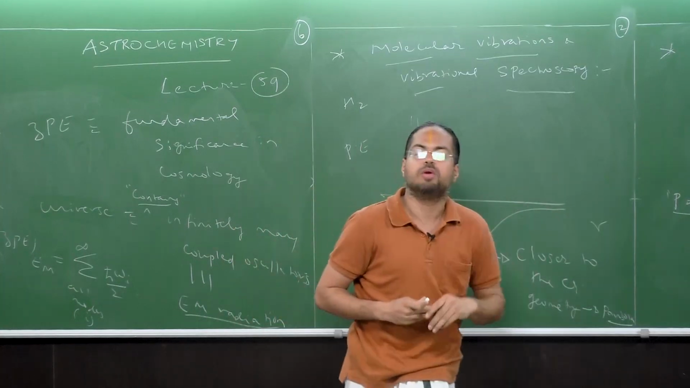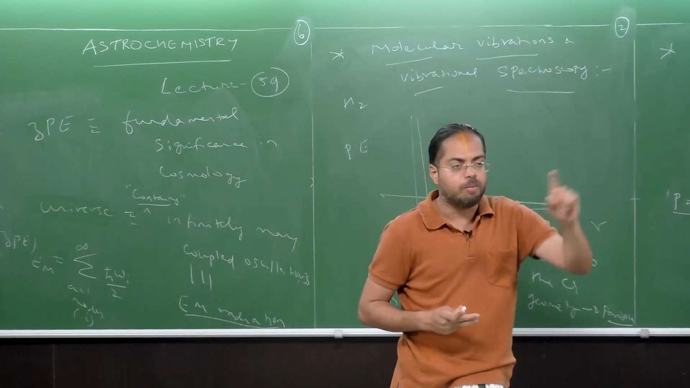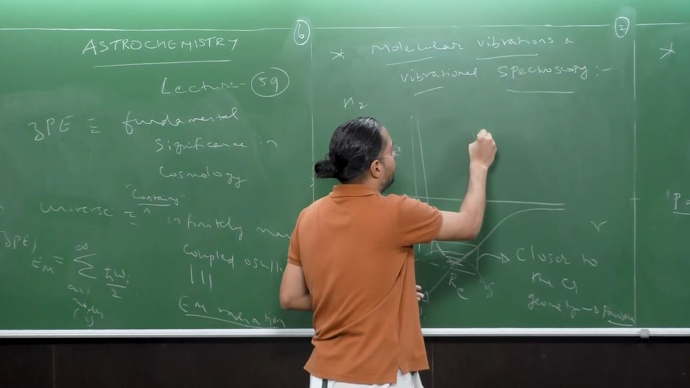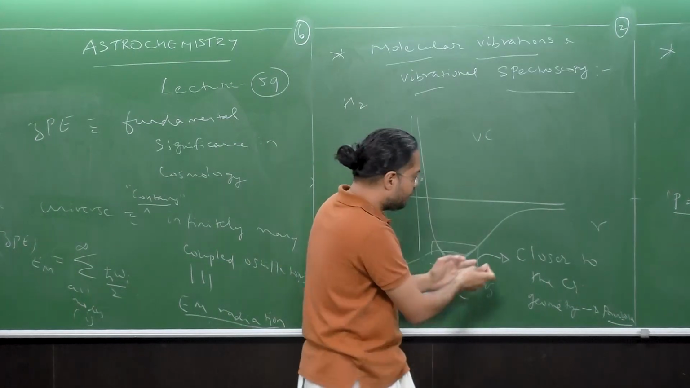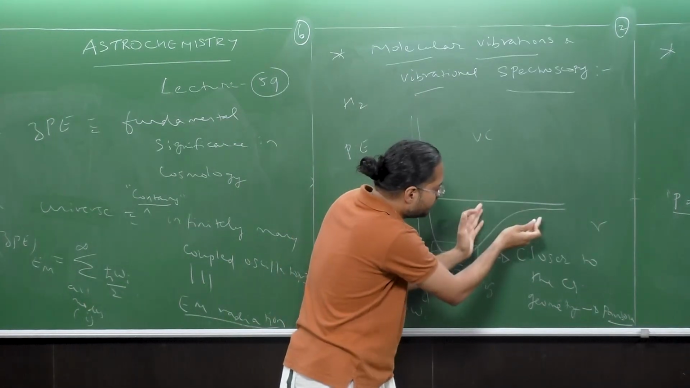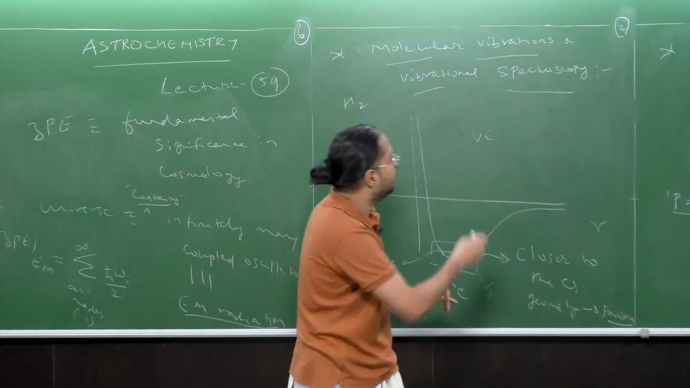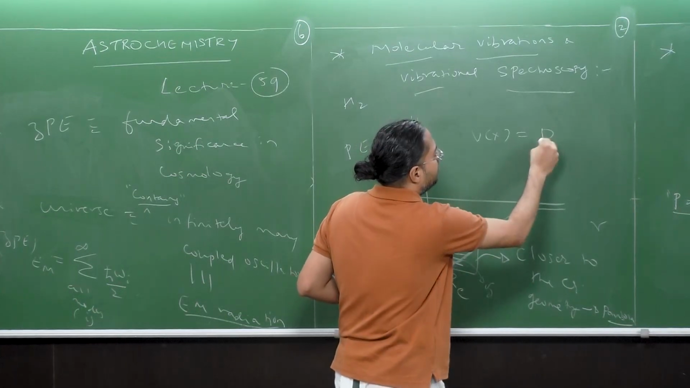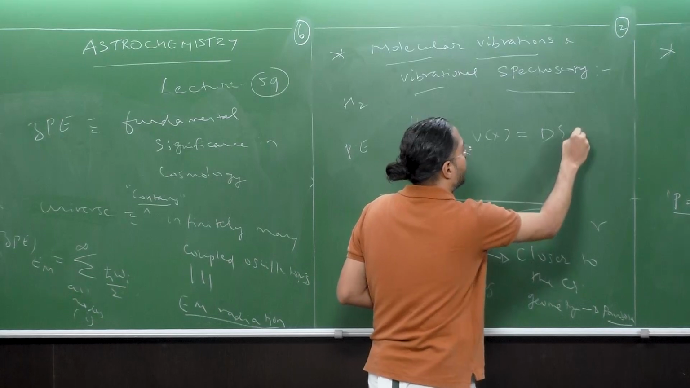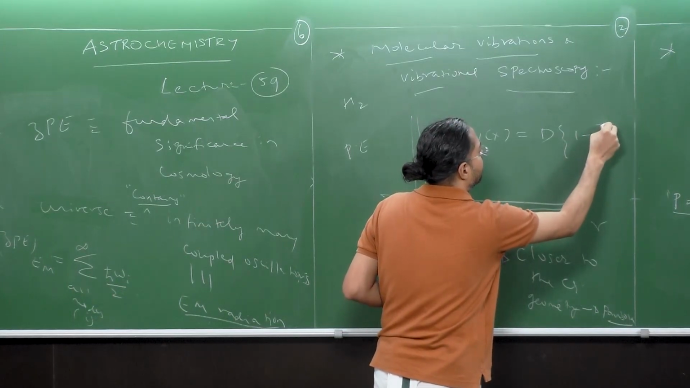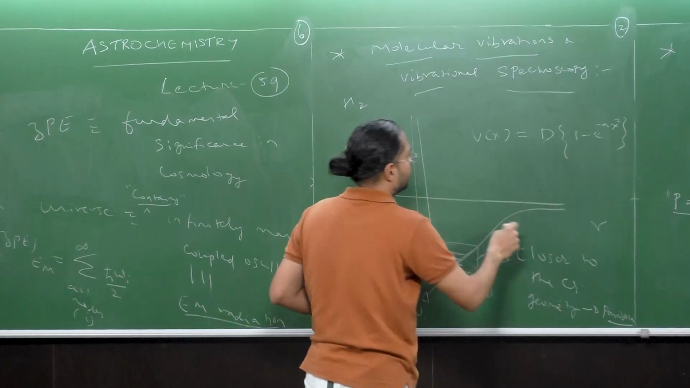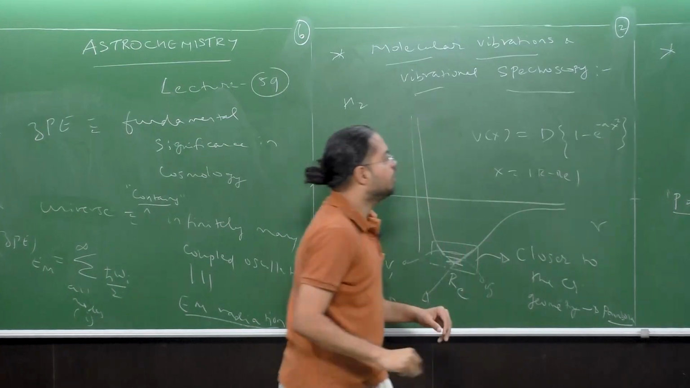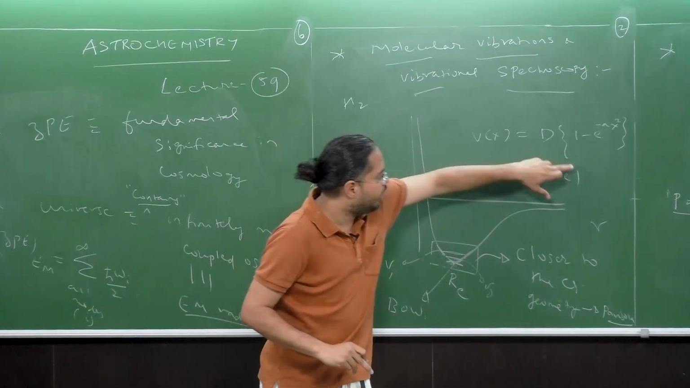So what potential form do we use in these extended regions? Beyond just the parabolic form, to describe the region of dissociation, we use a form something like V(x) = D(1 - e^(-x))², where D is a constant, and x is once again defined as the modulus of r minus r_e. Now, what is the advantage of using this exponential form?